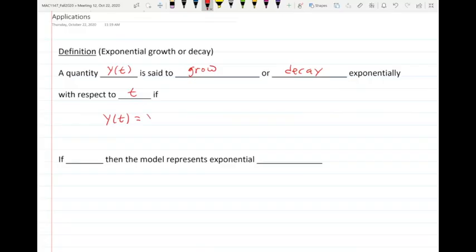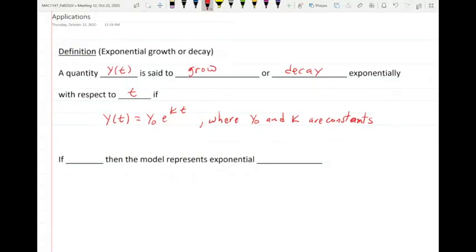If y of t has the form y sub 0 e to the kt, where y0 and k are constants. That's what it means for a quantity to grow or decay exponentially. So how do we know whether we have growth or decay? The constant k will tell you this. If the constant k is positive, then the model represents exponential growth.